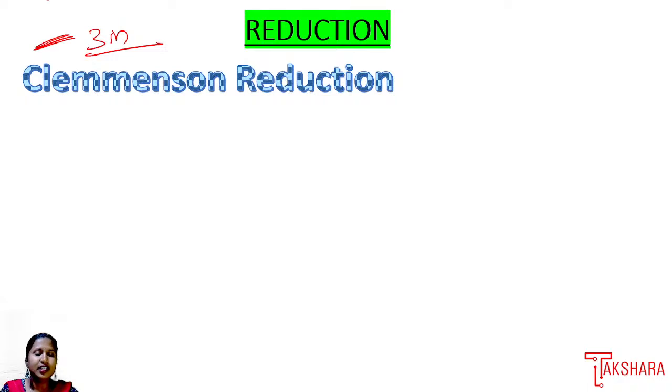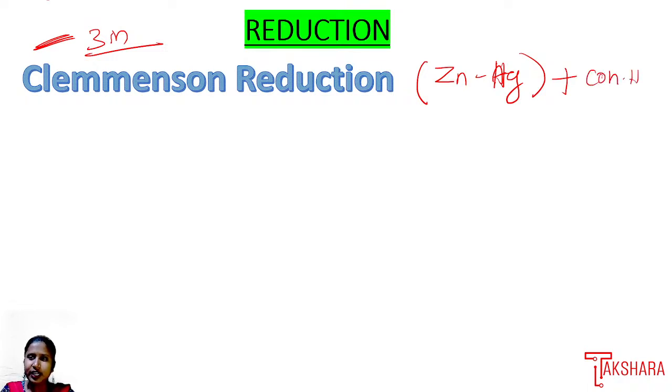Now, when you say Clemmensen reduction, this reaction takes place in the presence of amalgam. So in the presence of what? Amalgam. Amalgam is a combination of zinc and mercury. The combination of zinc and mercury is called zinc amalgam. Also, zinc, Hg and concentrated HCl combination is called zinc amalgam. So the combination of zinc Hg plus concentrated HCl is called zinc amalgam.